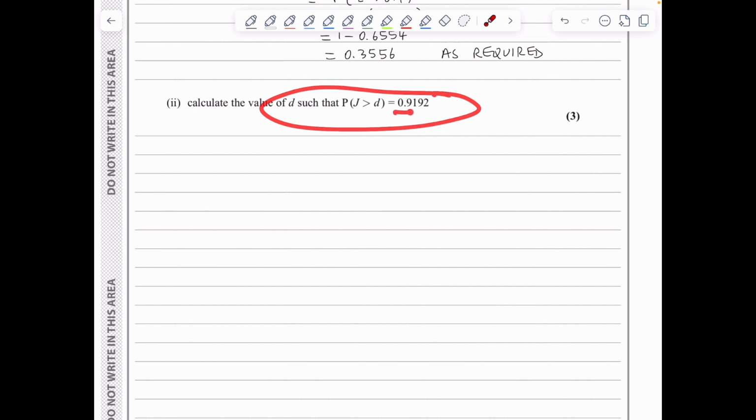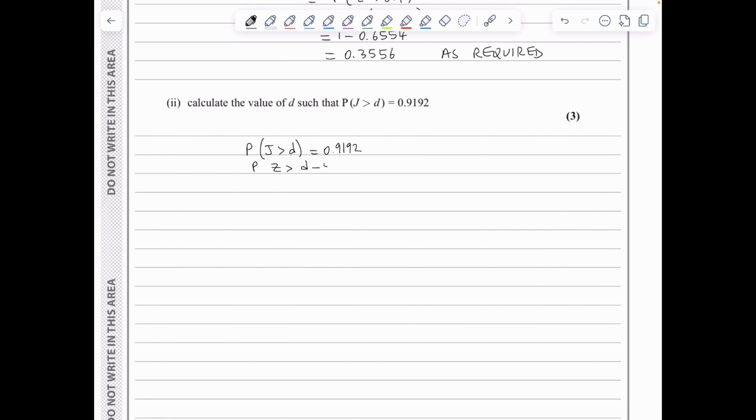In part ii, we need to calculate the value of D such that the probability of J being greater than D is 0.9192. So starting with what we are given, the first thing to do is standardize. We've got the probability of Z greater than D minus 500 over 25 is equal to 0.9192. Now for me to use the big table of values, I need to make sure that we're looking in the less than direction. So this will be written as the probability of Z greater than 500 minus D over 25 being equal to 0.9192.